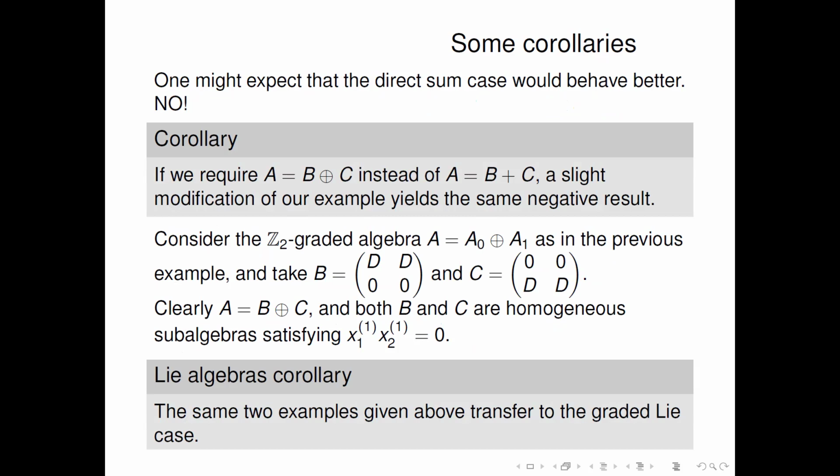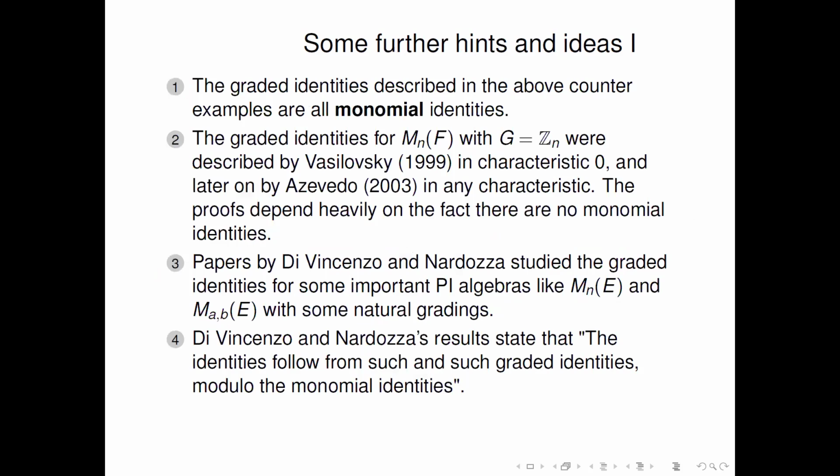One might expect that the direct sum will behave better. No. The same example, but take the first row and the second row of the matrix. And the same. The same two examples can be transferred easily to the graded case. That's the case of Z-graded algebras, not superalgebras, but Z2-graded algebras. And some comments on it. I'm going to finish with this.